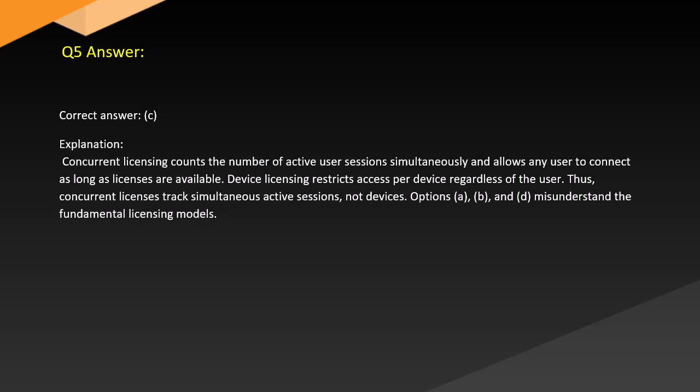Answer. Correct answer, C. Explanation. Concurrent licensing counts the number of active user sessions simultaneously and allows any user to connect as long as licenses are available.